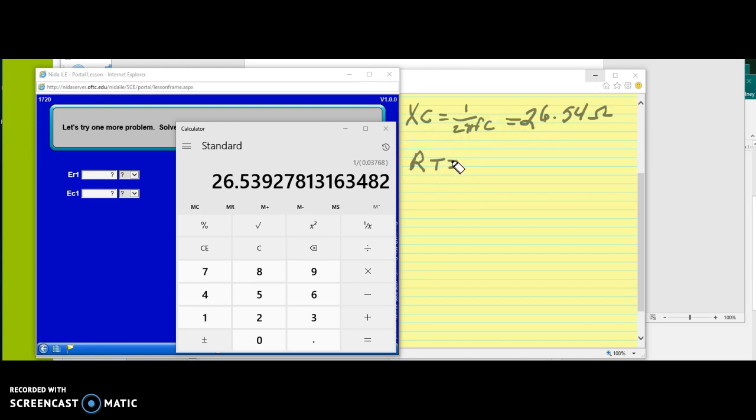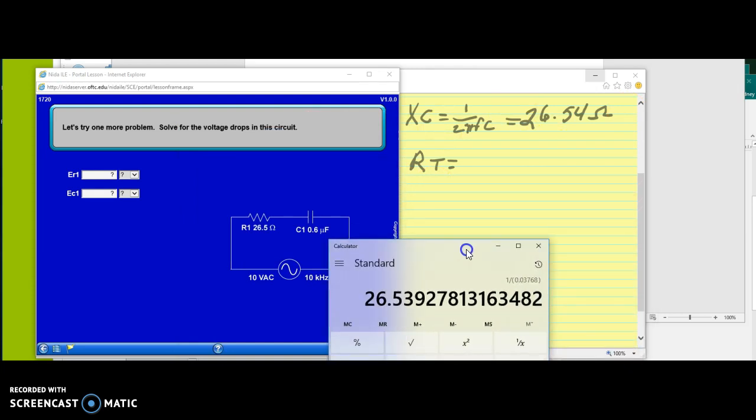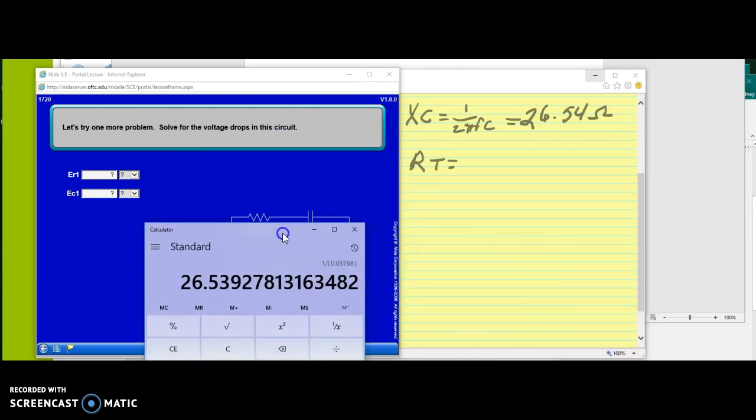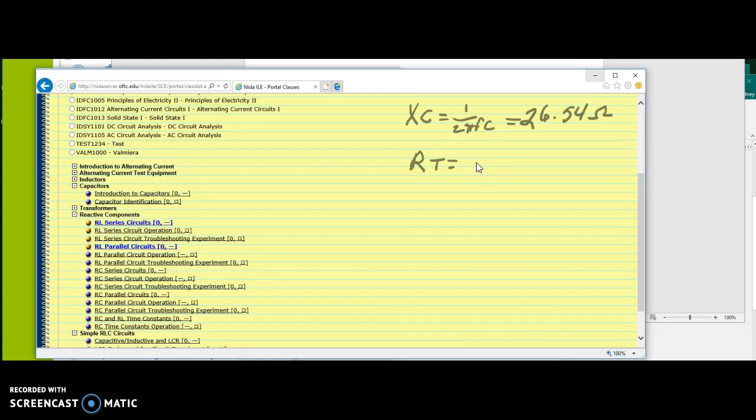Well, our total is pretty easy. It is 26.5. Kind of interesting, huh? So that was probably quite on purpose, I'm sure. So 26.5 ohms. So there we have that.